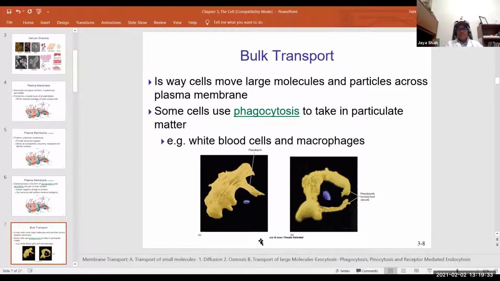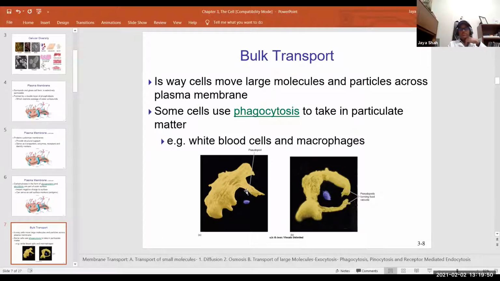The large molecule transport is called bulk transport. Okay, so let's talk about bulk transport and then we will talk about the small particles. Bulk transport is the transport of large molecules. It's a way cells move large molecules and particles across the plasma membrane.